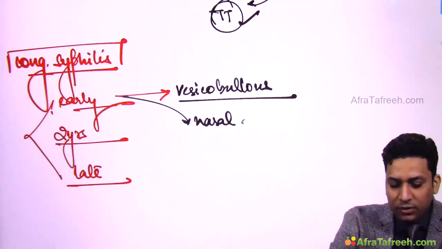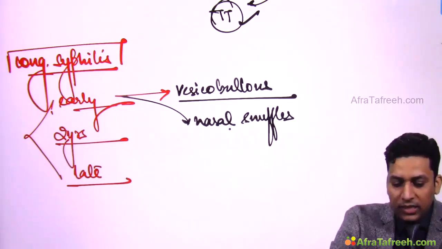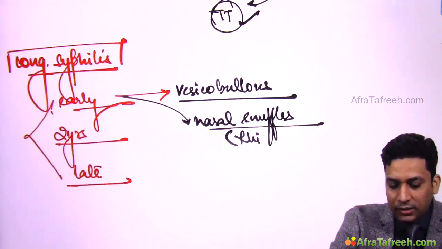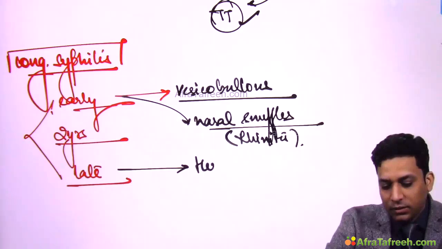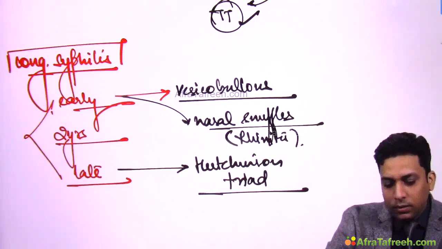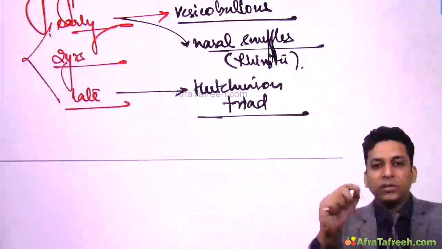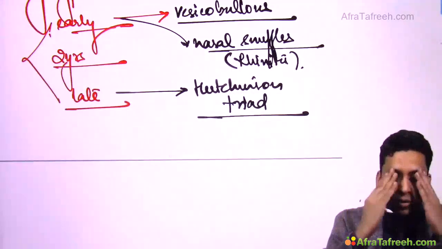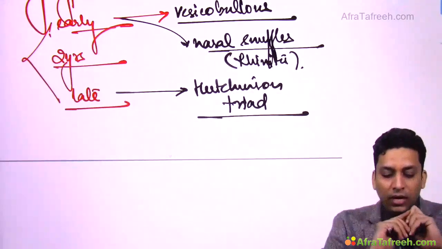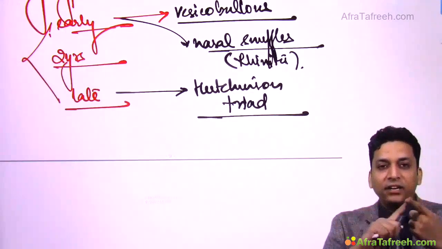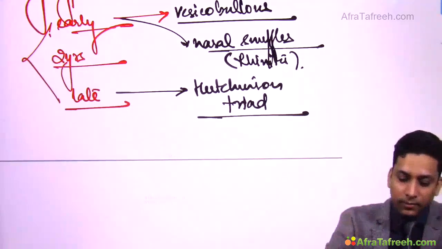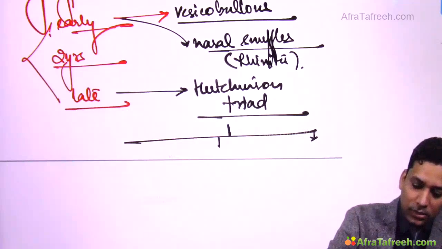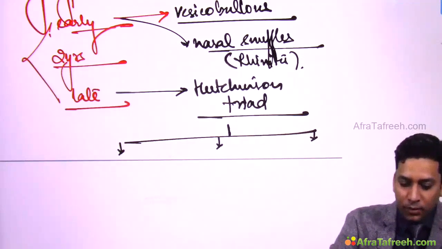These patients can present with nasal snuffles, which is rhinitis. Late congenital syphilis can present with Hutchinson triad. This triad is very simple to remember. You just need to remember the 3 monkeys of Gandhi ji: see no evil, speak no evil, hear no evil. Okay, so 3 things: one finding related to eye, one finding related to mouth, and one finding related to ear. Let us write down these findings.